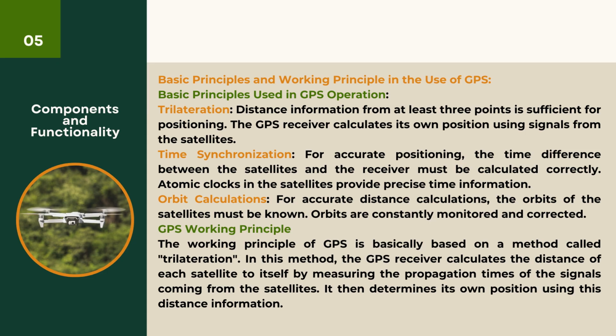GPS working principle. The working principle of GPS is basically based on a method called trilateration. In this method, the GPS receiver calculates the distance of each satellite to itself by measuring the propagation times of the signals coming from the satellites. It then determines its own position using this distance information.